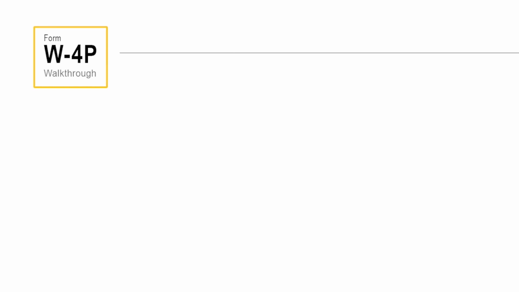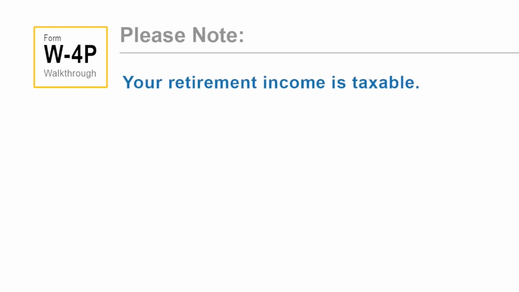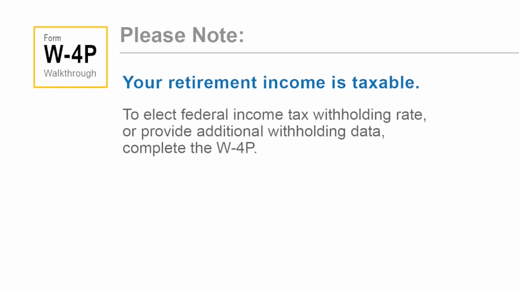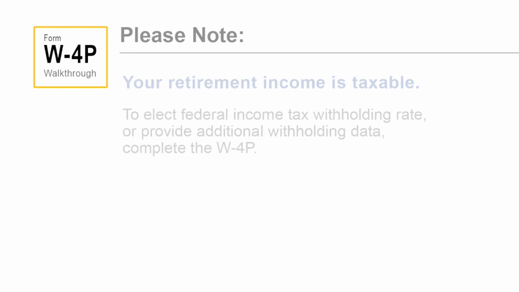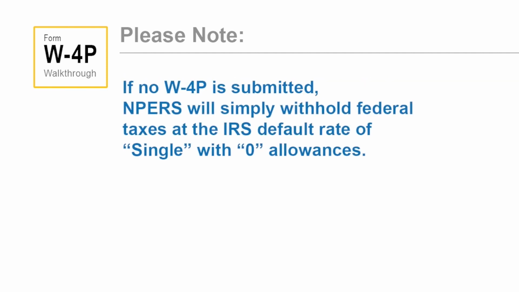Now, for a walkthrough of the W4P for annuity payments. To begin, please note, your retirement income is taxable. If you wish to elect your federal income tax withholding rate or provide additional withholding data, complete the W4P to elect your federal income tax withholding designations. If no W4P is submitted, or if the form is submitted incorrectly, NPERS will simply withhold federal taxes at the IRS default rate of single with 0 allowances.